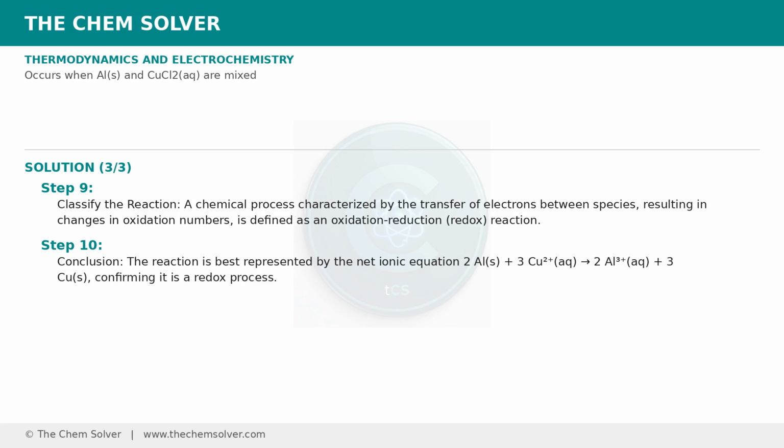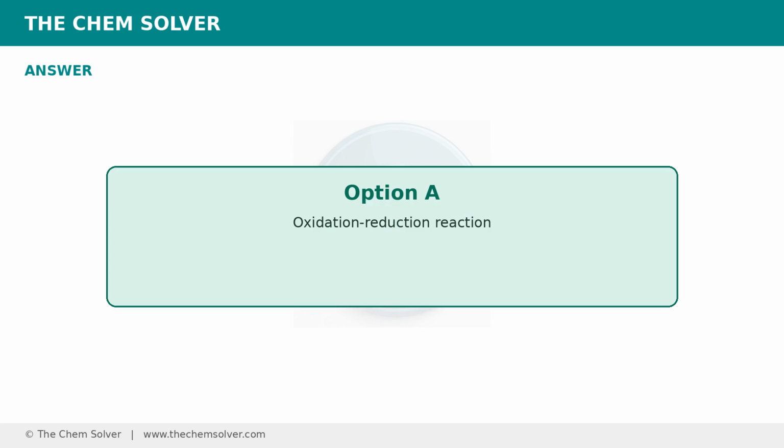Conclusion. The reaction is best represented by the net ionic equation 2Al + 3Cu²⁺ gives 2Al³⁺ + 3Cu, confirming it is a redox process. The correct answer is option A, oxidation-reduction reaction.